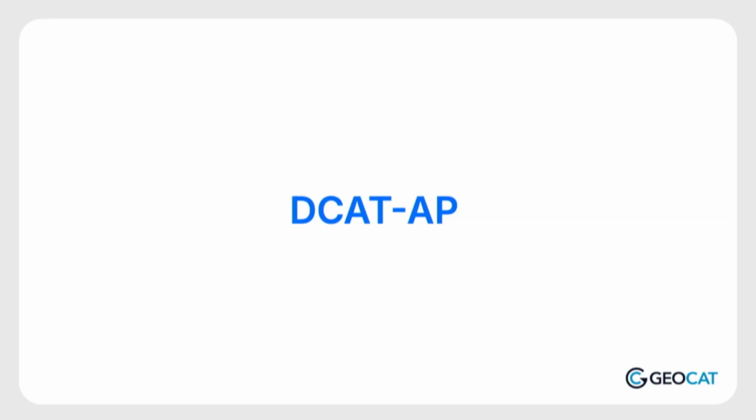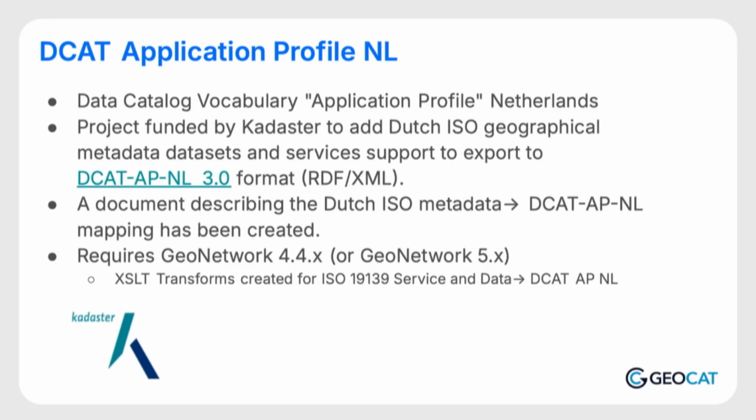The next thing that I'd like to chat about is the DCAT application profile. This was really highlighted as a theme by the GeoNetwork community. This is a data catalog vocabulary. The one that we're talking about here is an application profile for the Netherlands. This was funded by the Cadastre Agency, the Dutch Cadastre Agency.